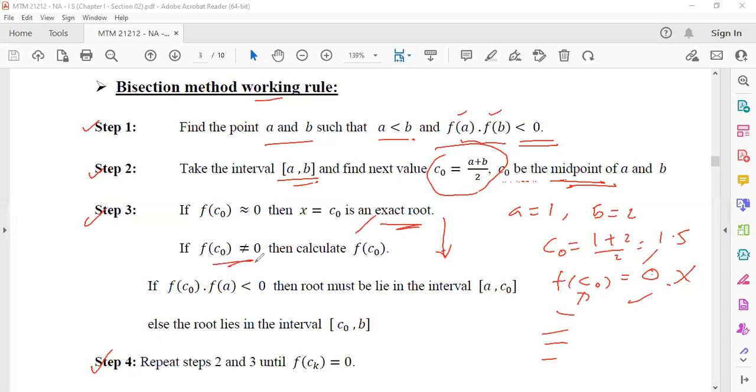Another case, if it is not equal to 0, we have to do these processes. Then we have to see. So let's say this is my a, this is my b, this is my c naught.